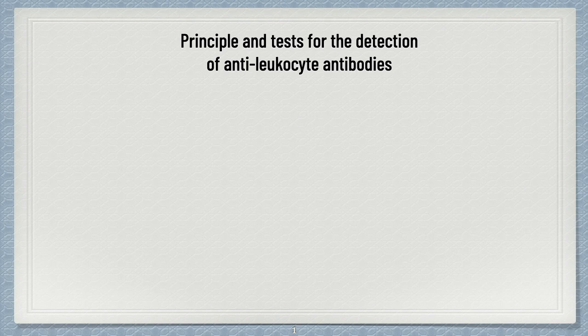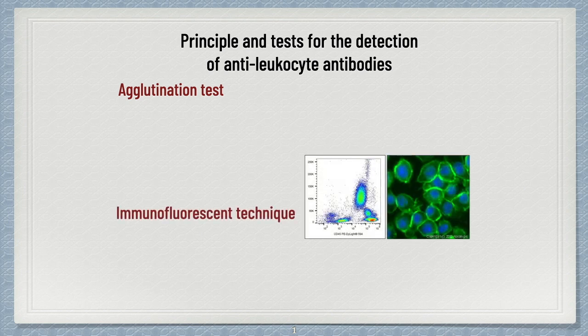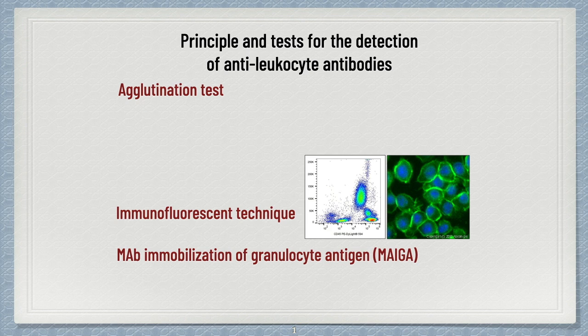Detection of anti-neutrophil antibodies can be performed based on a variety of principles including agglutination test, immunofluorescence test, and monoclonal antibody immobilization of granulocyte antigen or MAIGA.